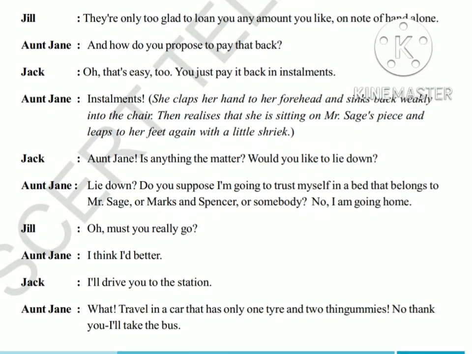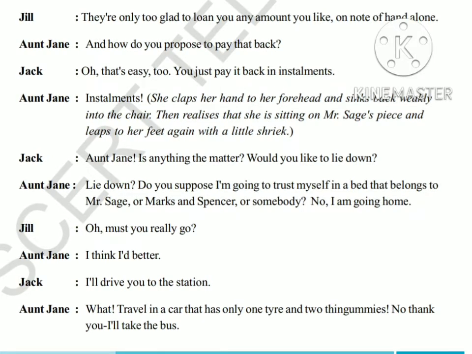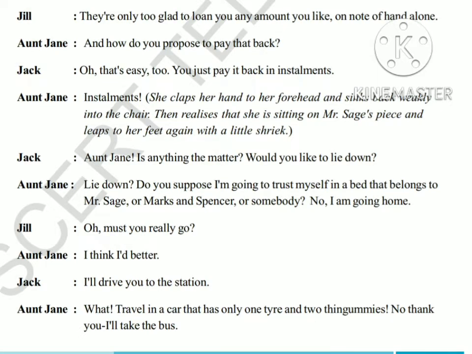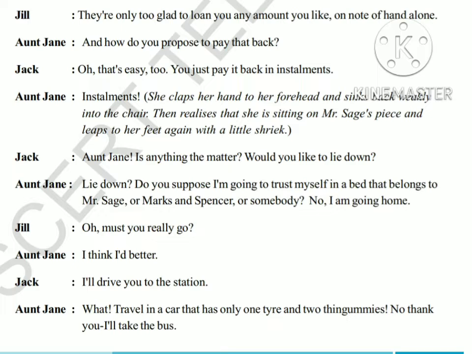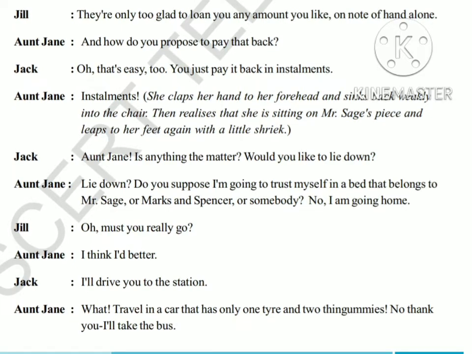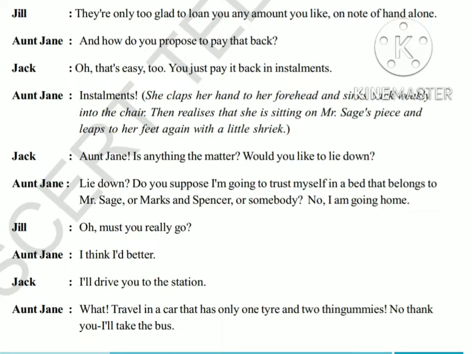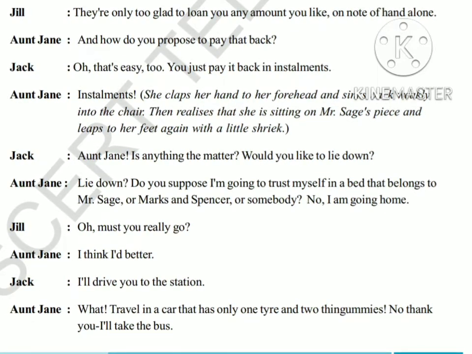Jill: Oh, must you really go? Aunt Jane: I think I had better. Jack: I will drive you to the station. Aunt Jane: What? Travel in a car that has only one tire and two thingies. No, thank you. I will take the bus.